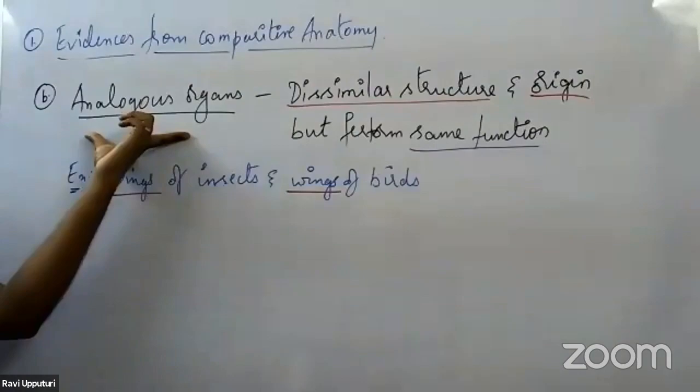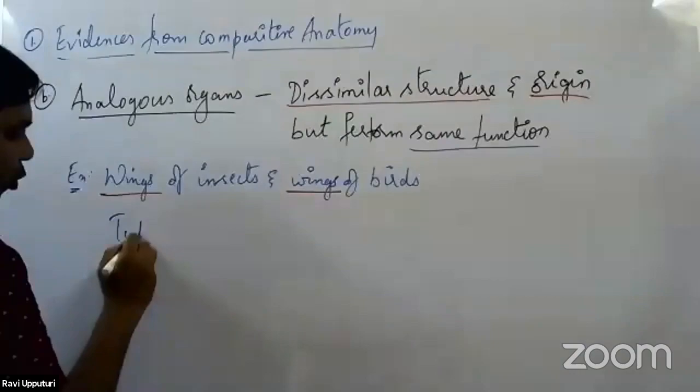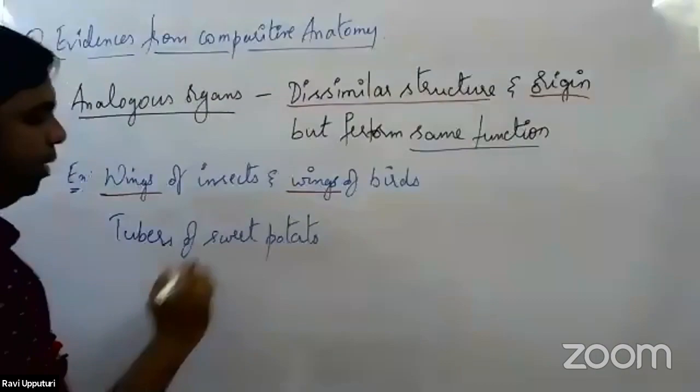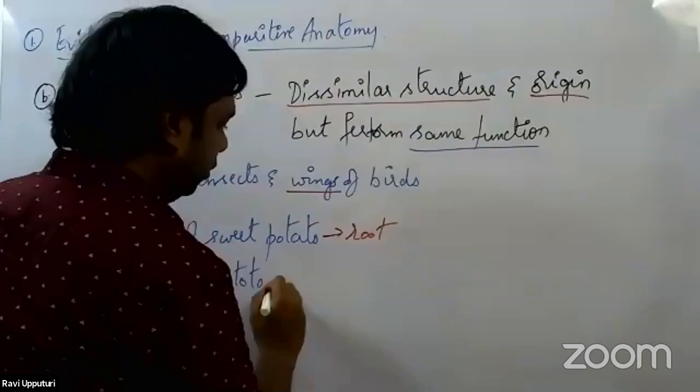Right. Now, analogous organs, okay, let us take up one more example here, with regards to plants. The other example we'll be taking up is with regards to tubers of sweet potato as well as the tubers of potato. The tuber of sweet potato is nothing but a root, so this is a root modification. Whereas in case of potato, it is actually stem.